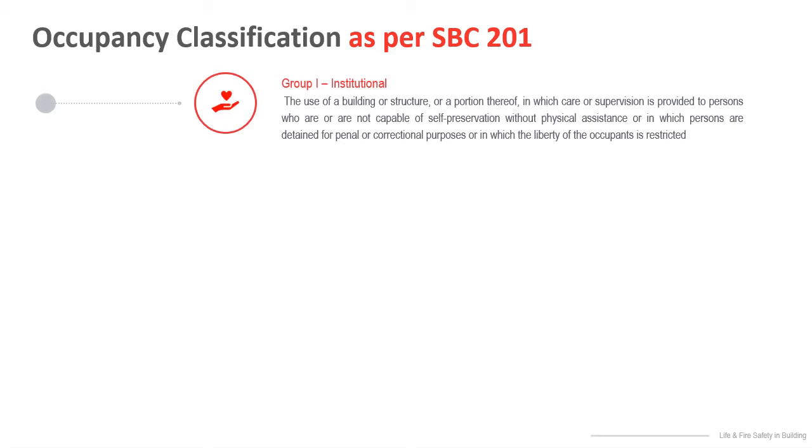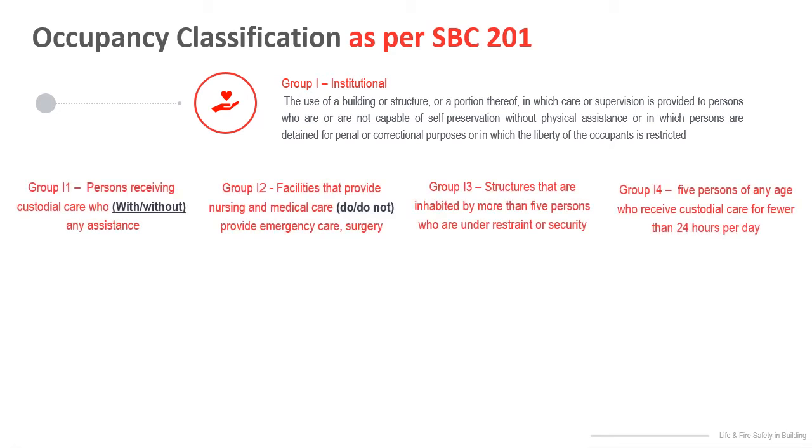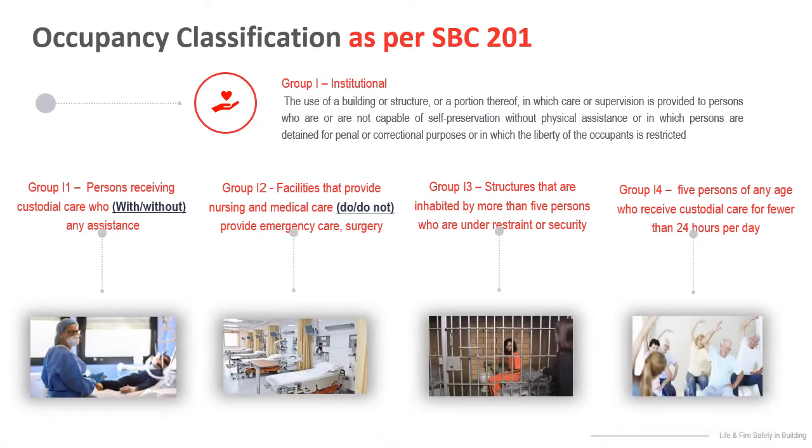Also, the Saudi Building Code defines Group I, which stands for institutional. It is the use of a building or a structure or a portion thereof in which care or supervision is provided to persons who are or are not capable of self-preservation without physical assistance, or in which persons are detained for penal or correctional purposes, in which the liberty of the occupants is restricted. The code categorizes Group I into four categories: I1, 2, 3, and 4.